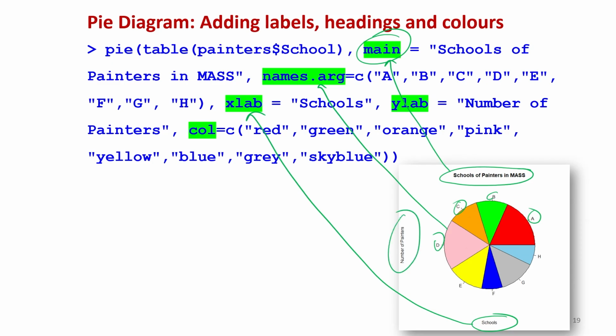Title on the y-axis, then I can use the option ylab. Whatever title I want to give, I have to simply type it inside the double quotes, right? Then, if I want to give colors to the segments according to my choice, I have to give them in the same order, say red, green, orange, pink, yellow, blue, gray, sky blue, and you can see here that these are the colors which are showing.